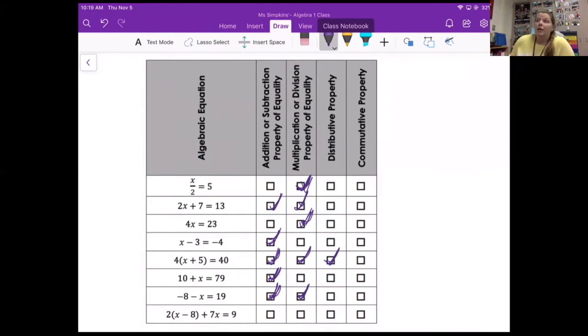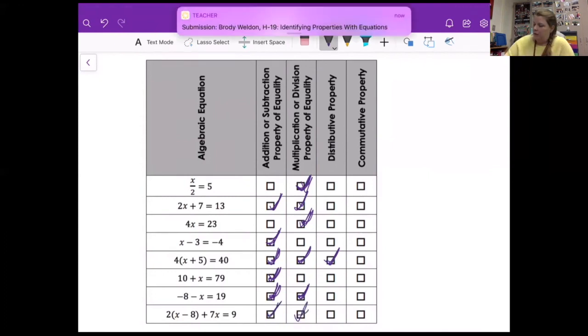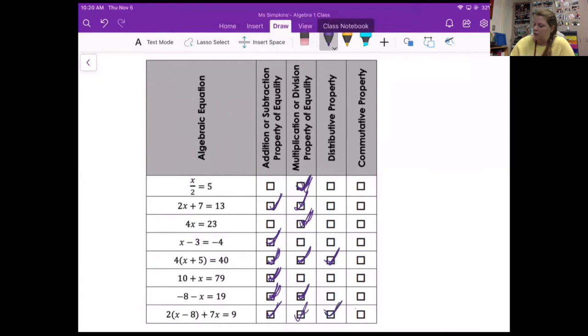And then the last one, you're going to use every single property. We're going to use the commutative property because eventually we're going to combine like terms. And when you combine like terms, technically you are using the commutative property.